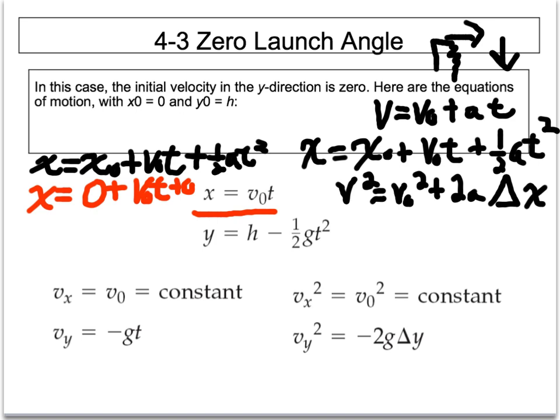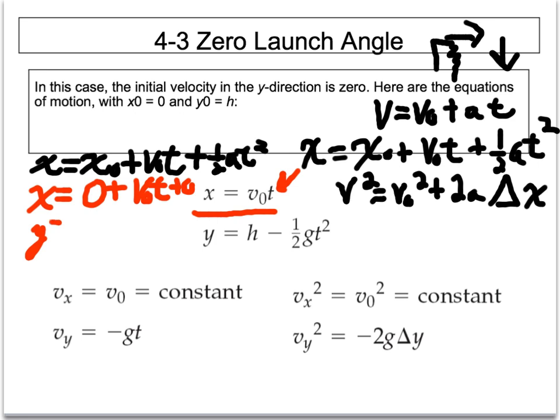So anything launched with a 0 angle, just jumping straight out, this is their x equation for distance. Now let's do that for y. So y, their initial position in y, we can define to be 0.